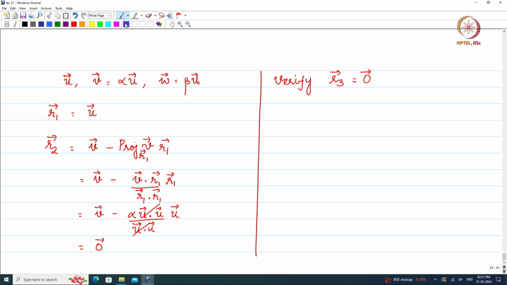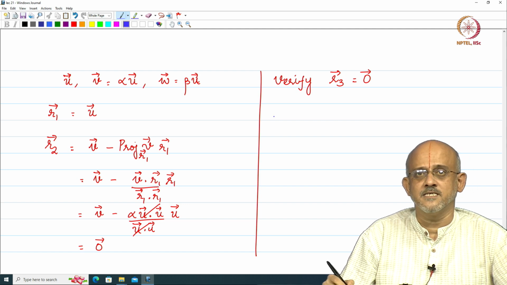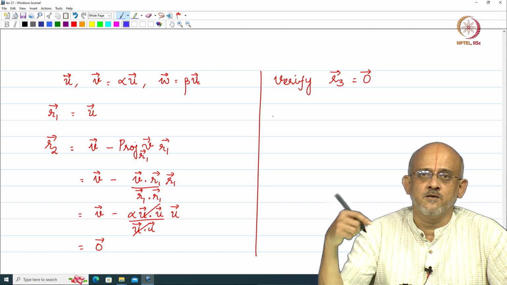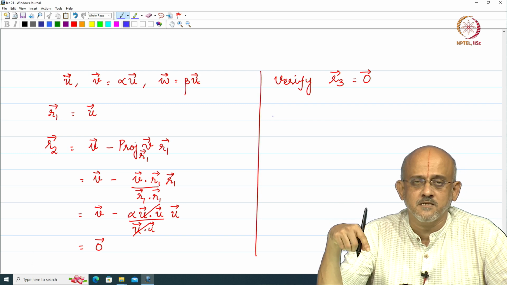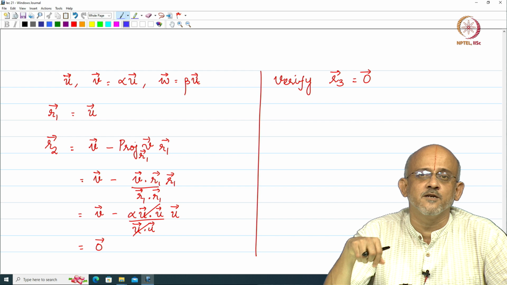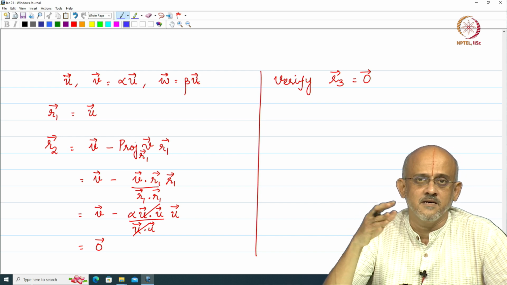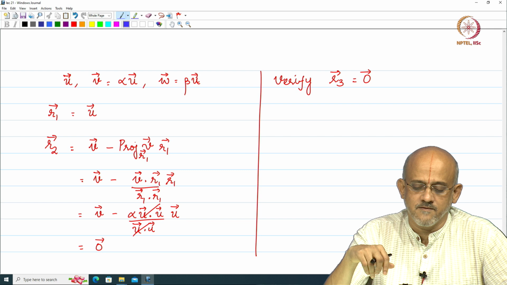So what is it that we are going to say? We are going to say that if you want to check whether a set of vectors is linearly dependent or linearly independent, you can actually do the Gram-Schmidt orthonormalization process. When you do the Gram-Schmidt orthonormalization process for a set of dependent vectors, you end up hitting the 0 vector. So that is another test for linear dependence of vectors, fine.